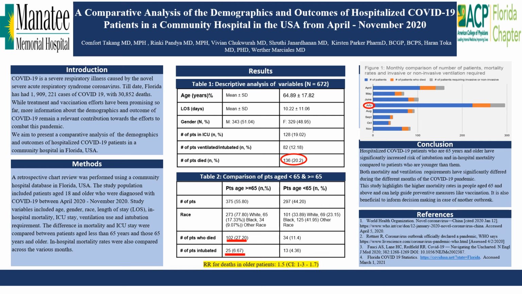This study highlights the higher mortality rates in people aged 65 and above and can help guide preventive measures like vaccination. It is also beneficial to inform decision making in case of another outbreak or in case of a peak in the COVID-19 outbreak.